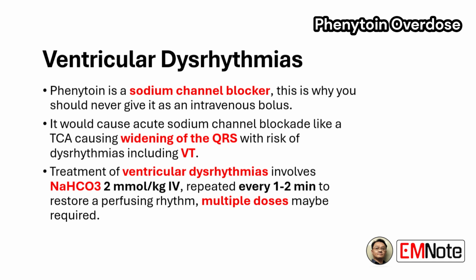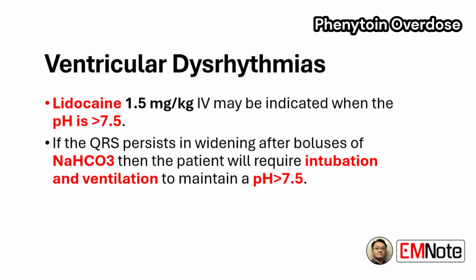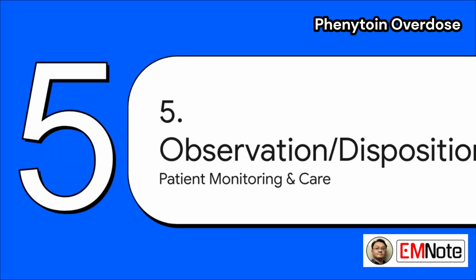including ventricular tachycardia. Treatment of ventricular dysrhythmias involves sodium bicarbonate 2 millimoles per kilogram intravenously, repeated every 1 to 2 minutes to restore a perfusing rhythm. Multiple doses may be required. Lidocaine 1.5 milligrams per kilogram intravenously may be indicated when the pH is greater than 7.5. If the QRS persists in widening after boluses of sodium bicarbonate, then the patient will require intubation and ventilation to maintain a pH of 7.5.